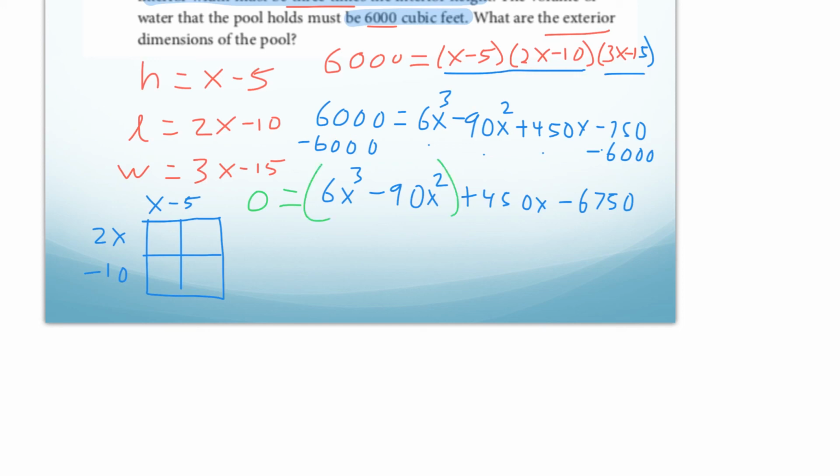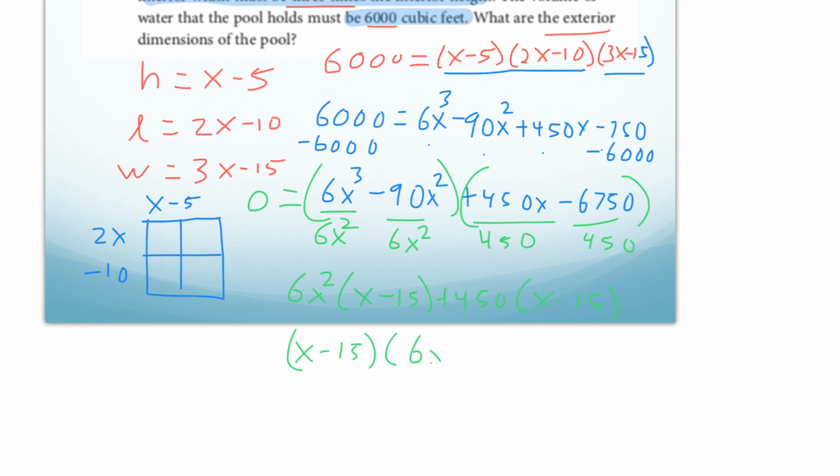4 terms, factor by grouping. So the first thing I'm going to try is to see if I can factor out a 6. So this works, and I'm left with x minus 15. And then I'm going to see if I can factor a 450 out of here, and I can. So my two factors are going to be x minus 15 and 6x squared plus 450.